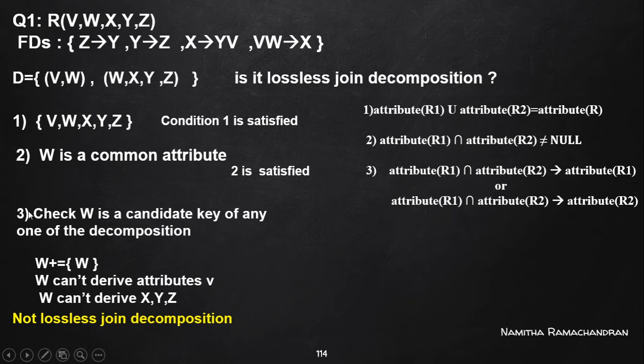In order to check whether the common attribute is a candidate key of any of these decompositions, we want to take the closure of that particular common attribute with respect to the given set of dependencies. Based on that, we can identify whether this common attribute forms a candidate key of any of these decompositions. Here, this W is not a candidate key of any of these decompositions. So, we can conclude that this is not a lossless join decomposition.